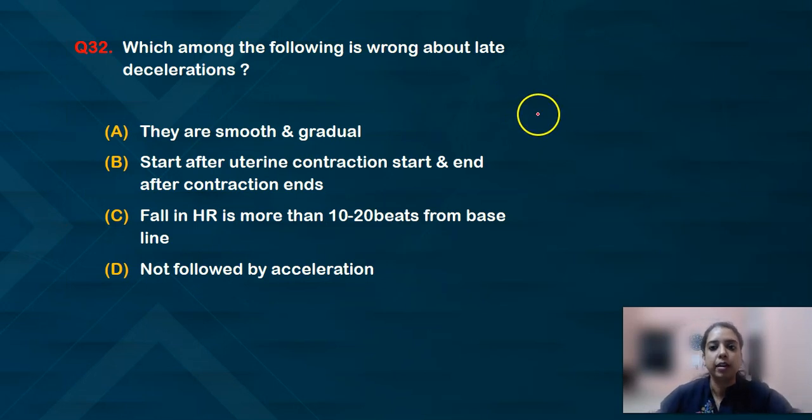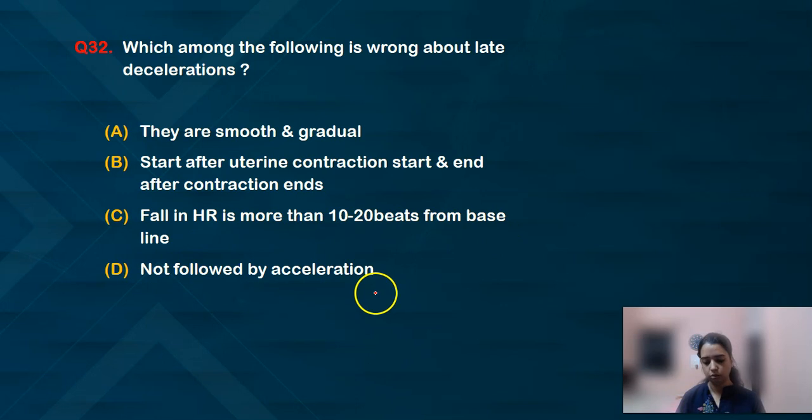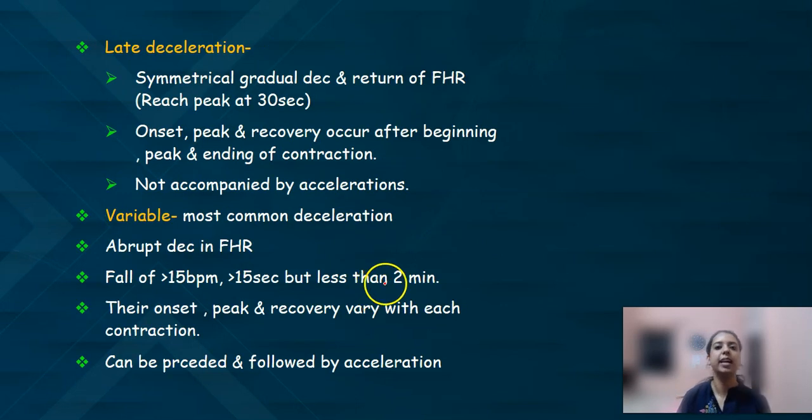Which among the following is wrong about late decelerations? Okay, they are smooth and gradual. They start after uterine contraction starts and end after contraction ends. Fall in heart rate is more than 10 to 20 beats. Okay, not followed by acceleration. So let's see the deceleration. Different types of decelerations can occur on a CTG: either early, late or variable.